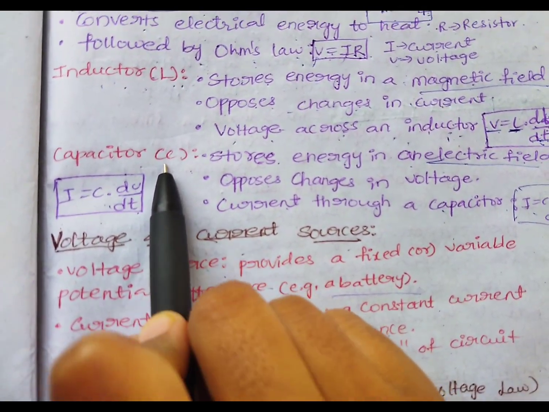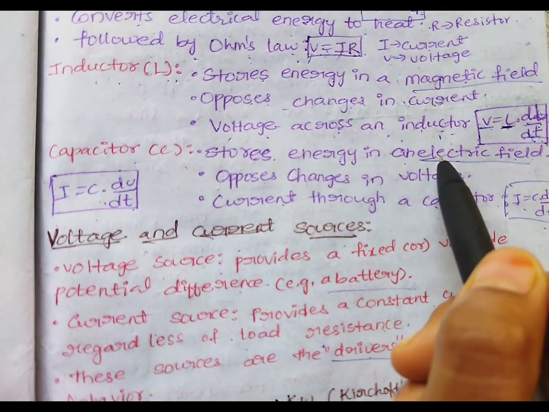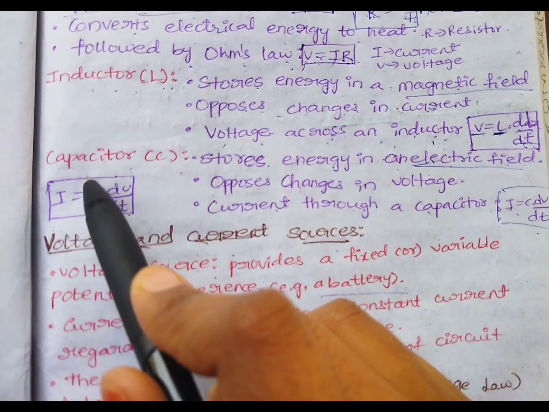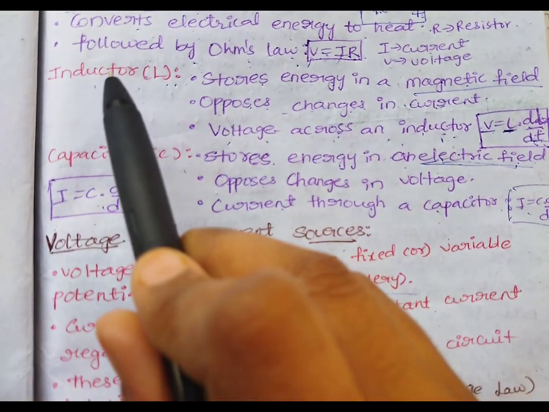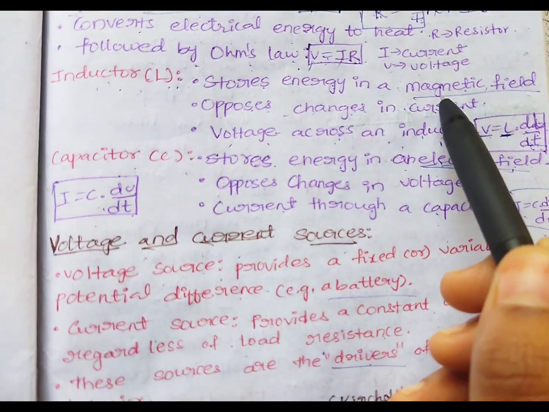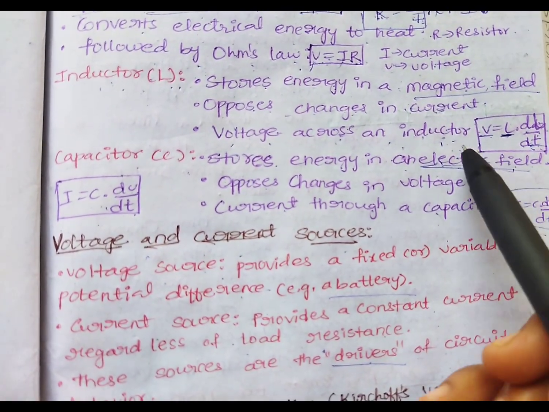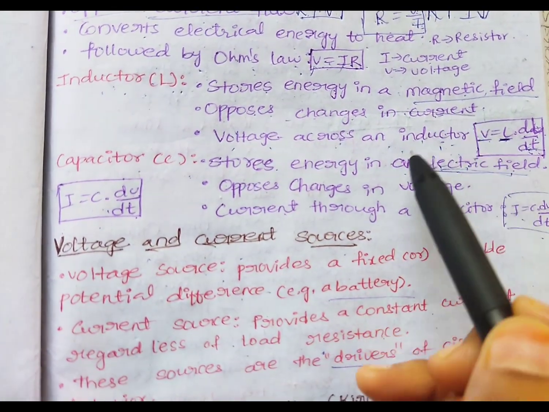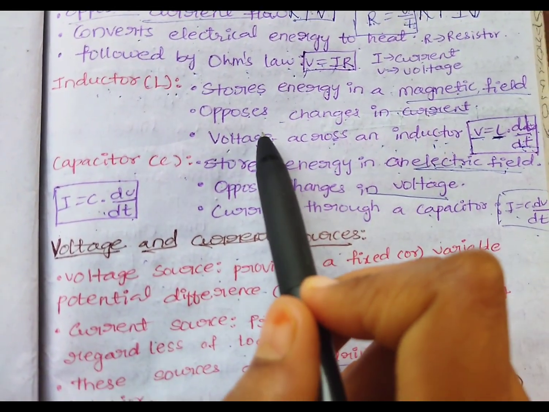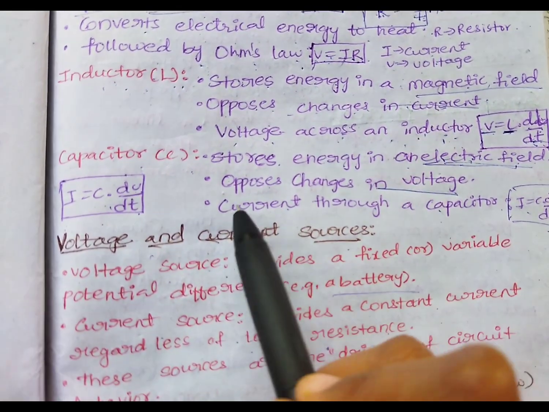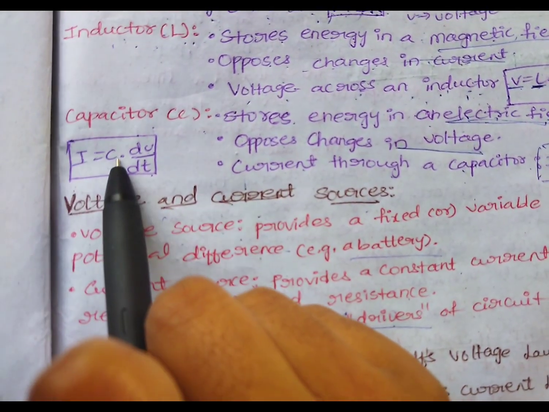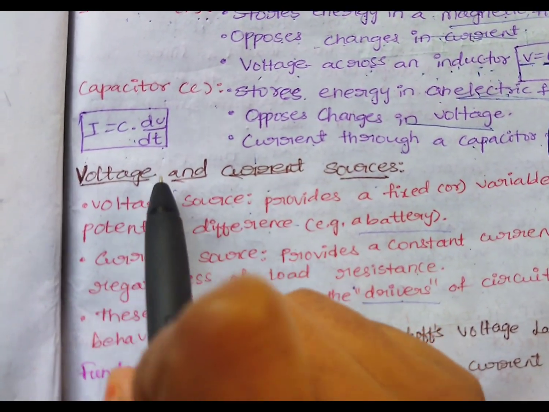Capacitor is denoted with C. It stores the energy in an electric field. These two are somewhat different: capacitor in electric field, inductor in magnetic field. These two points are different and some modifications are there for these two. It opposes the change in voltage. Current flows through a capacitor: I equals C into dV by dt.